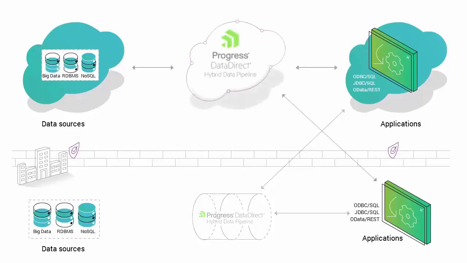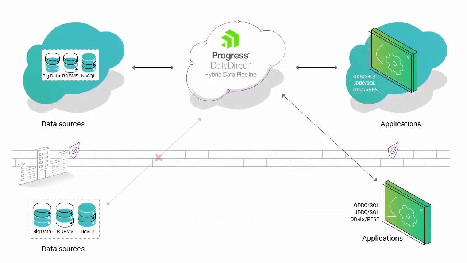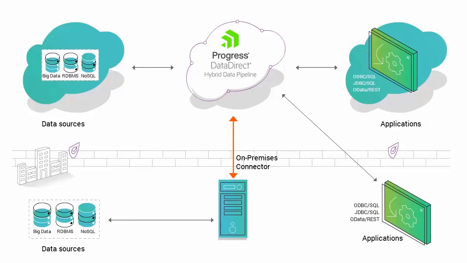When installed in the cloud, Data Pipeline provides the same capabilities, but since accessing on-premise data from the cloud poses a security risk, Data Pipeline includes an on-premise connector to ensure that your data remains secure as it travels across the internet and through your firewall.